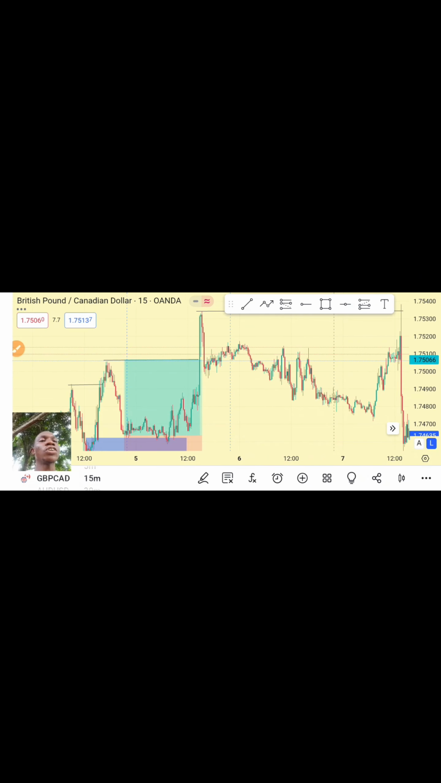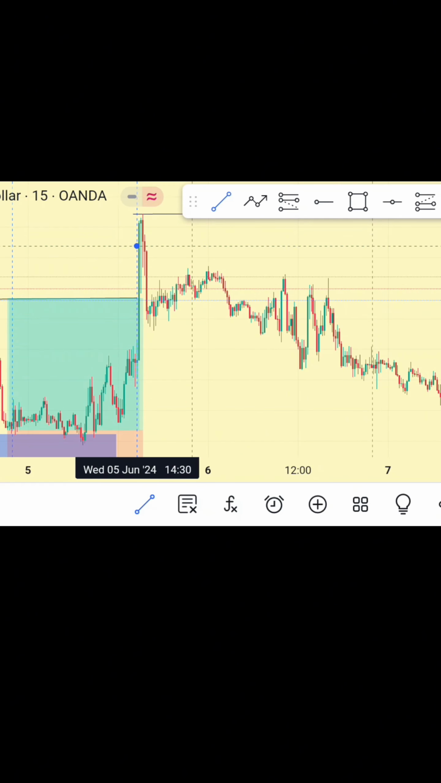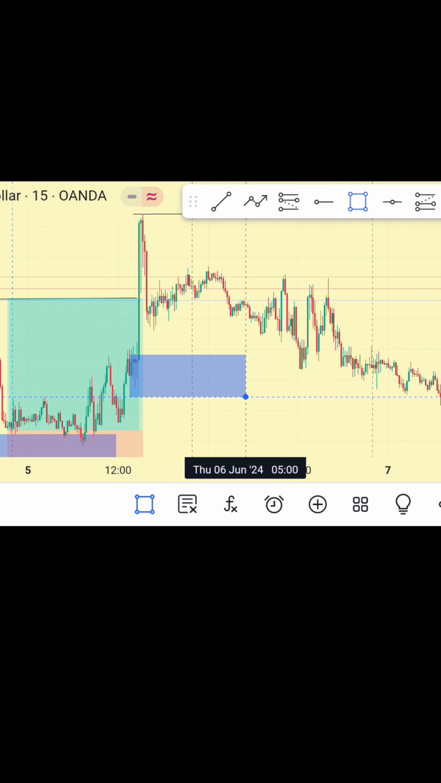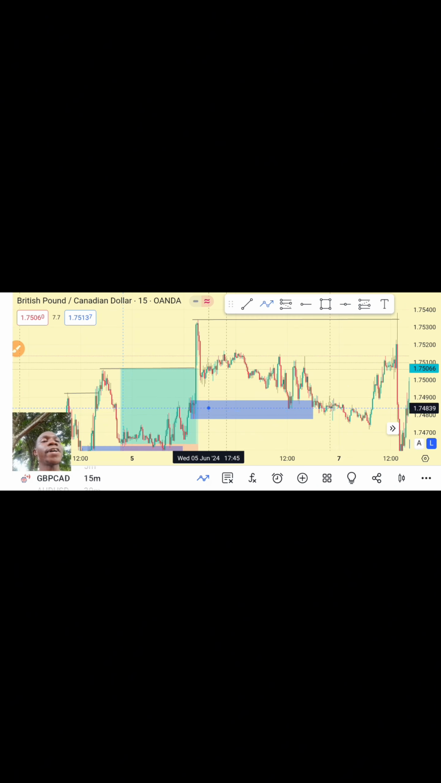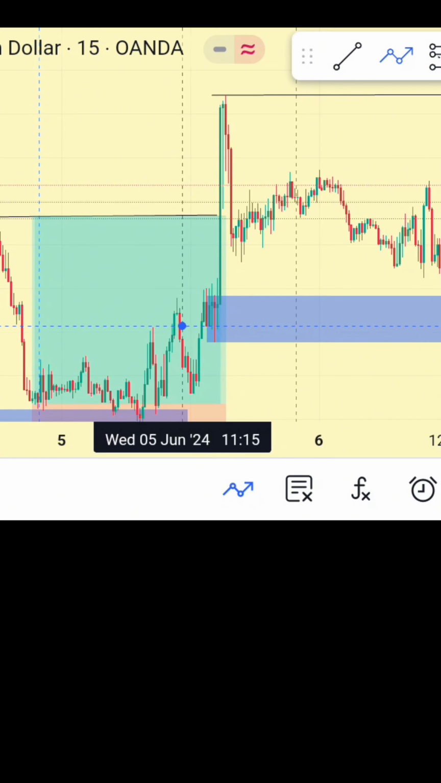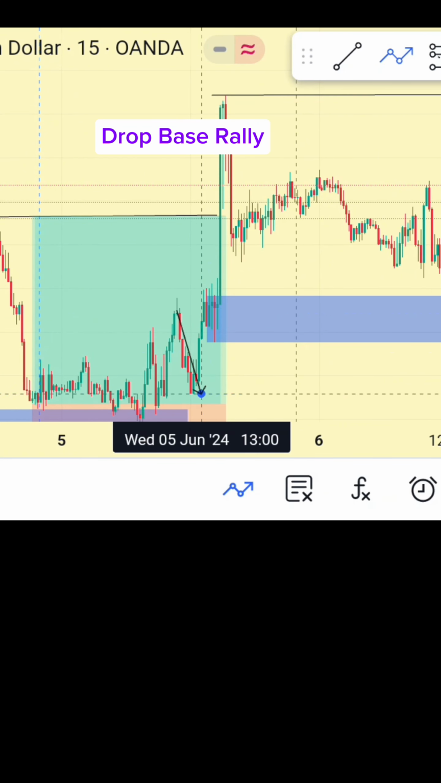Now for the second setup, after the market broke this structure here, we observed that the market was going to return to the decision point that created this break of market structure. So we are waiting for the market to come to this zone, to see possibly a market reaction and enter the setup here. Now after creating these other blocks, there is another thing that happened below here, which is the drop base rally.